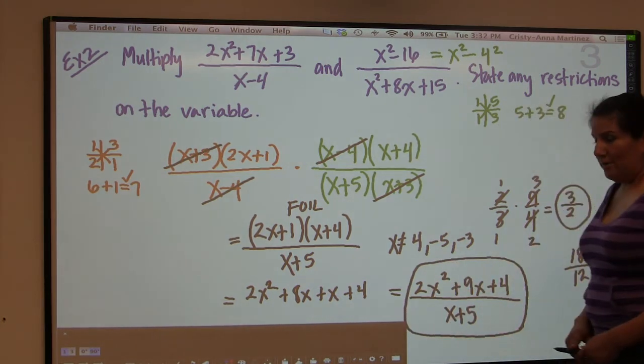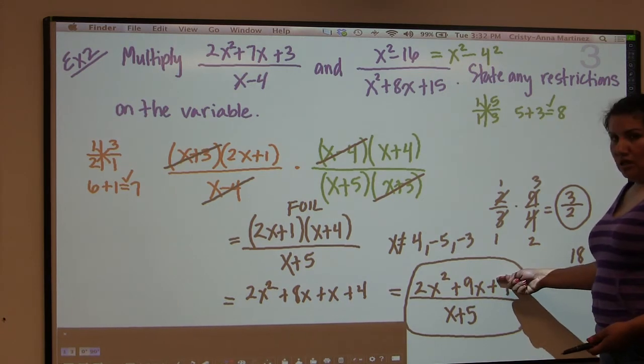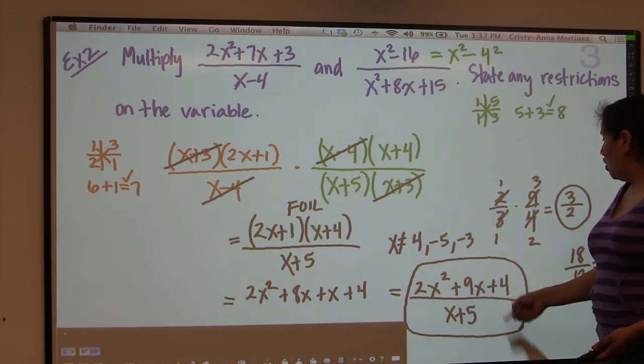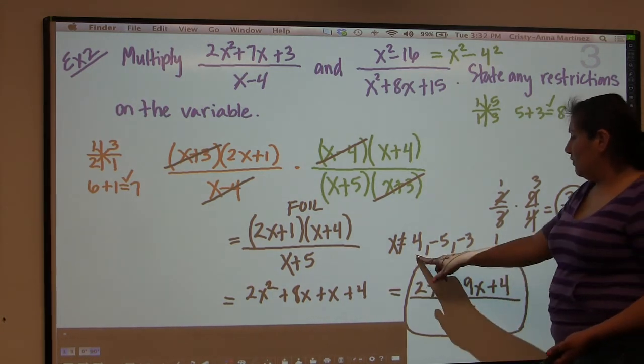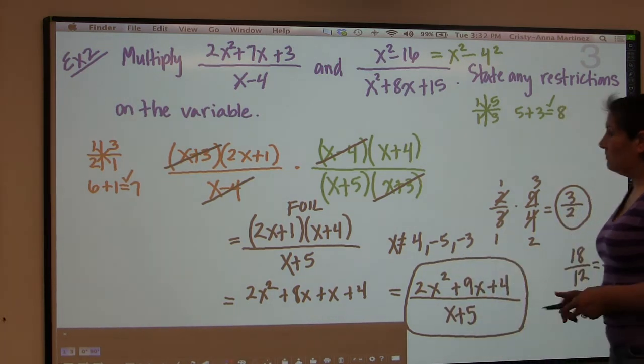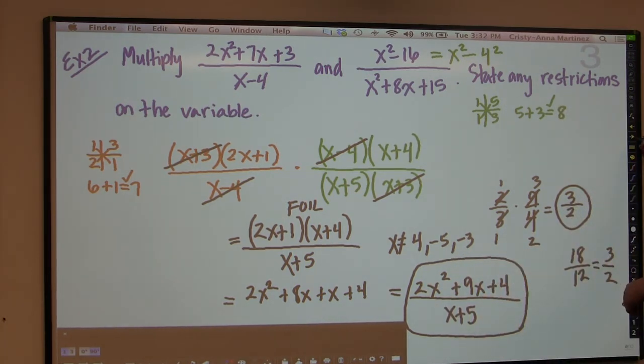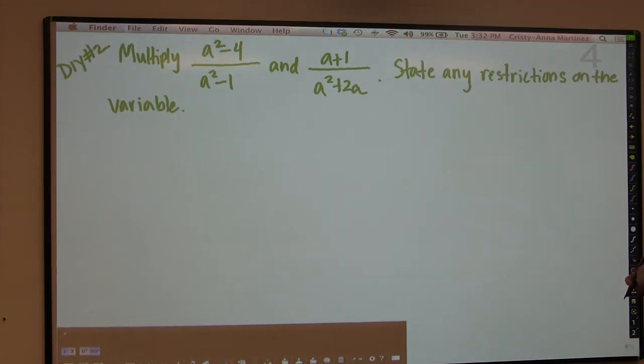This is the simplified rational expression. It meets the requirements of having a polynomial on top, a polynomial on the bottom, no common factors, and these are the restrictions on the variable. So now you can try this guy.